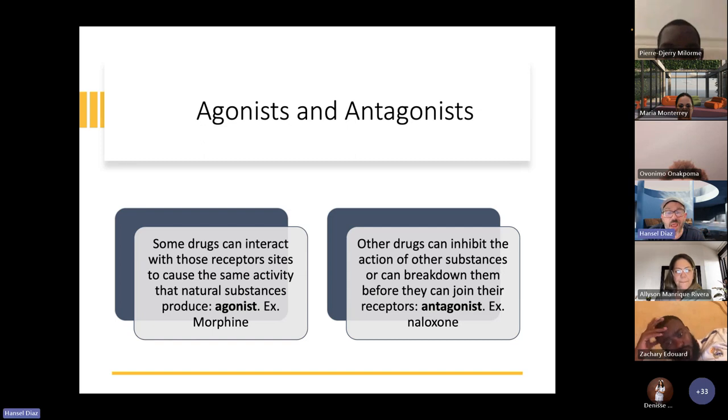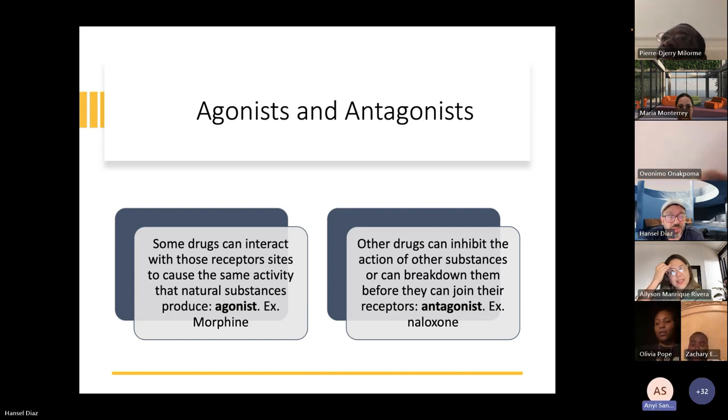For Tylenol, what's the antagonist or the antidote? It's called acetylcysteine, right? It's like warfarin, vitamin K, that kind of thing. That's right. And for benzodiazepines, flumazenil. That's right. And for barbiturates, there is none.